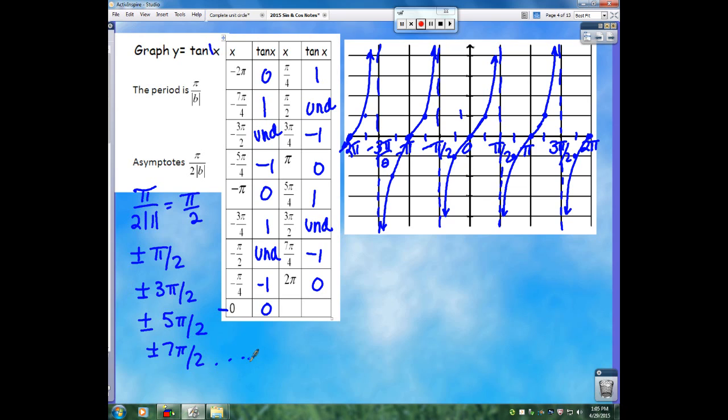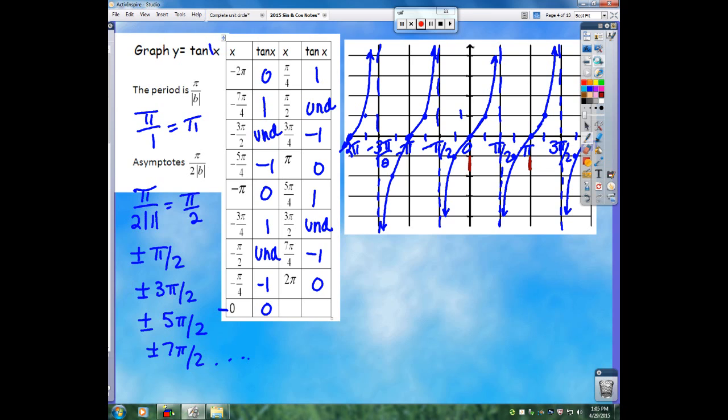Alright, the period. When does it repeat itself? Pi over the absolute value of b, which is pi over the absolute value of 1, is pi. So see here again, our pattern is repeating now at pi. So every pi, the same pattern is going to repeat. Now with tangent, we don't have some nifty little way to remember this, but just remember the tangent graphs, you do have the asymptotes.